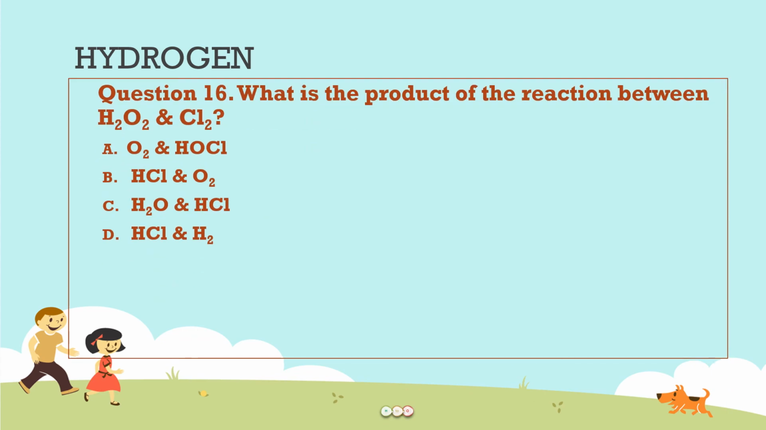Next is question number 16. What is the product of reaction between H2O2 and Cl2? Choose your option. The correct answer to this question is going to be B choice. HCl and oxygen are going to be formed in this reaction.